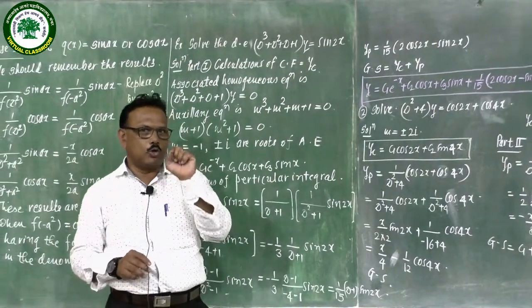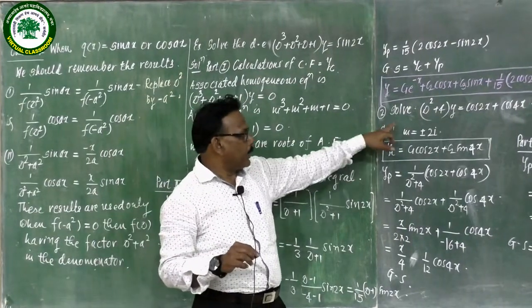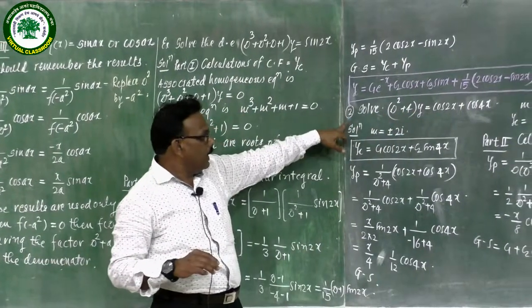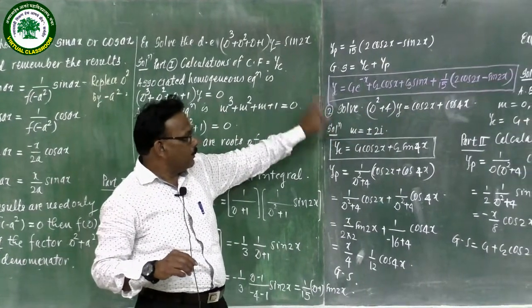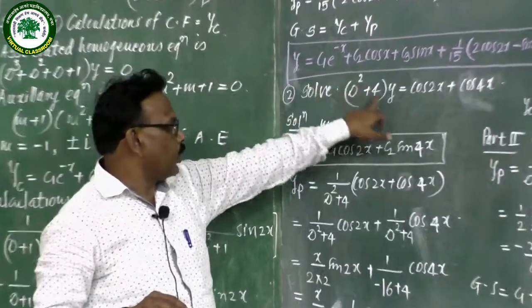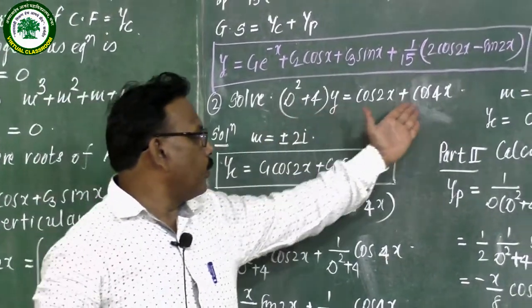That means you should get minimum half marks of the problem. 100% marks you will get when you consider the right hand side as well as the left hand side and find the complementary function plus the particular integral. Here it is (D square plus 4)y is equal to cos 2x plus cos 4x. Q(x) is in two parts.